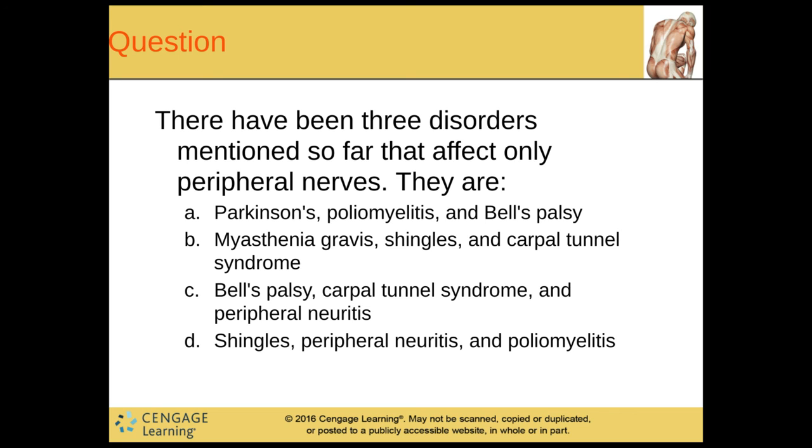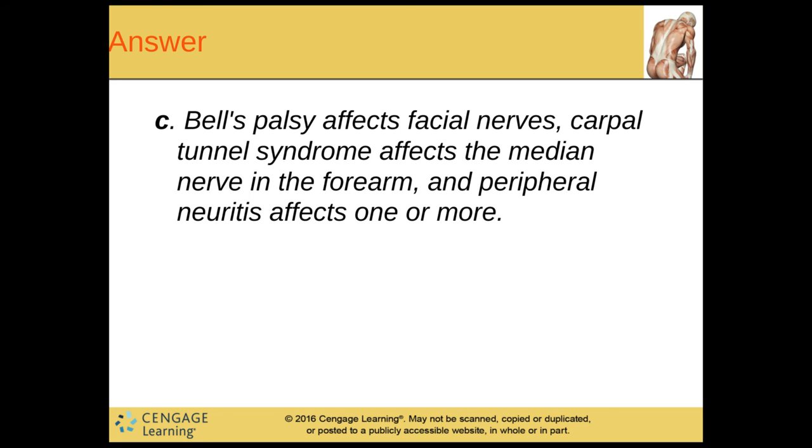Okay, question. There have been 3 disorders mentioned so far that affect only peripheral nerves. They are, oh gosh, it gives you a big selection there. So take a second and read those. It is C. So Bell's palsy affects the facial nerves, carpal tunnel syndrome affects the median nerve in the forearm, and peripheral neuritis affects one or more.